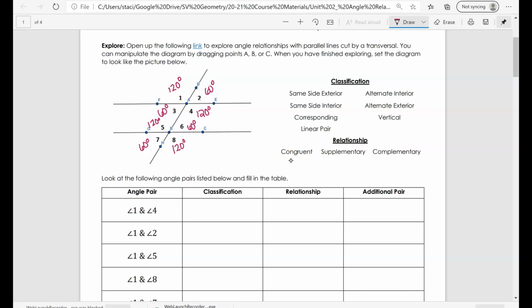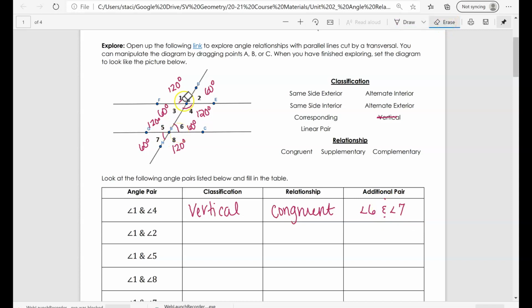Our first example, we're going to look at angles 1 and 4, and hopefully you'll recognize these as vertical angles. Those were ones we learned about last week, and we know vertical angles are congruent. We're only going to use each classification one time, so as we use them, I'm going to cross them out. When I look at this picture again for additional pairs of vertical angles, I have lots to choose from. I'm going to pick angles 6 and 7 as another pair of vertical angles.